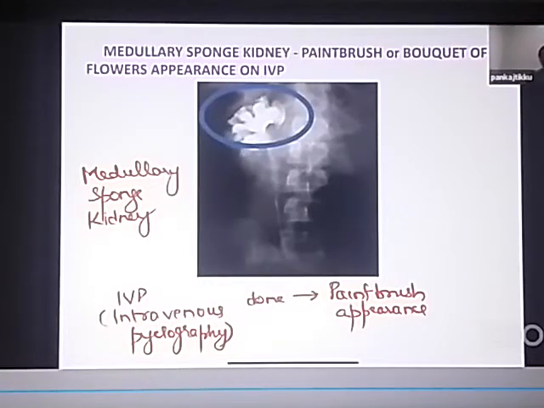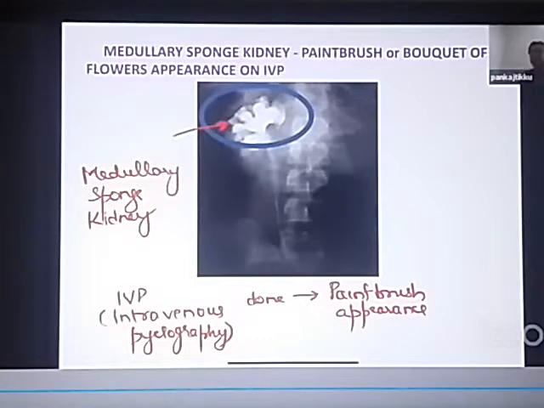So what is an IVP test? In an IVP test, we give a dye intravenously. This dye goes inside the body and then collects in the renal medulla. So the dilated cysts take up the dye and therefore it appears as if there is the head of a paintbrush. You can see the head of a paintbrush appearance.